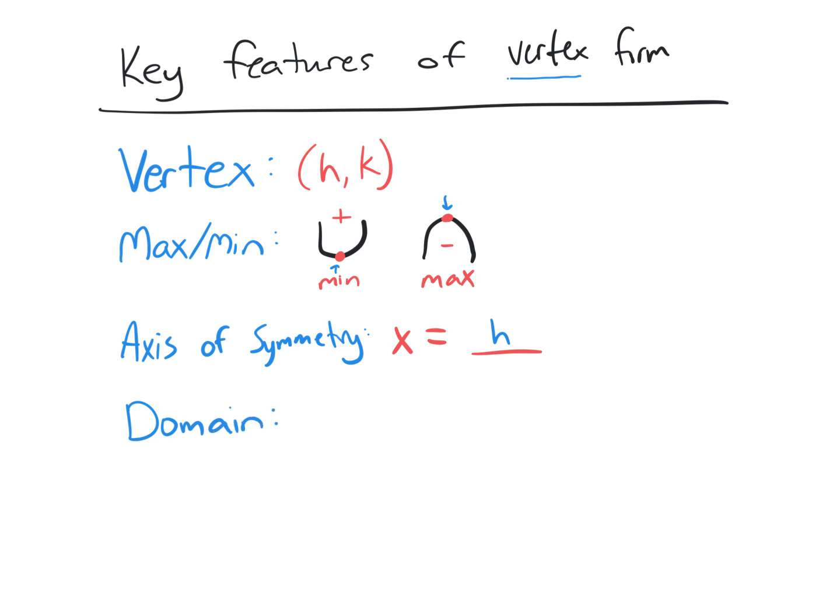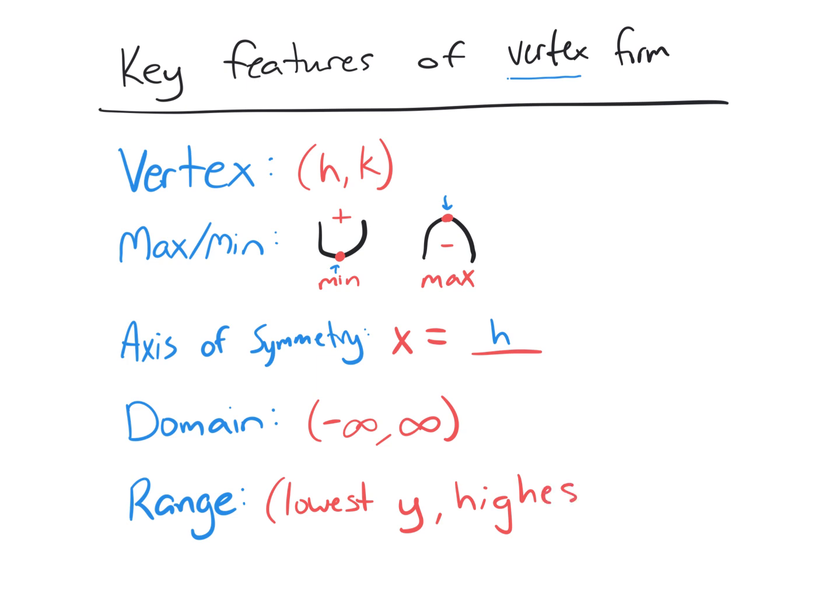Domain is always negative infinity to infinity. Should you miss that question tomorrow? No, it's always the same thing. What's after domain? Range. Now this one's a little trickier. You're going to base it off of the picture that you drew up top for max and min, because range is always going to be your lowest y to your highest y. It all depends where your vertex is.